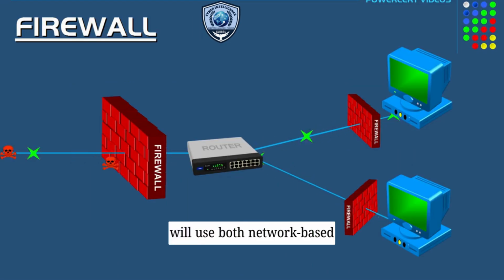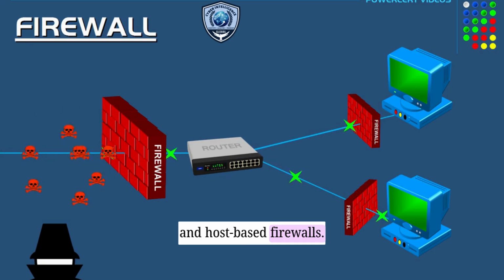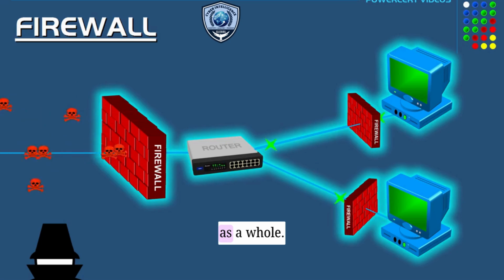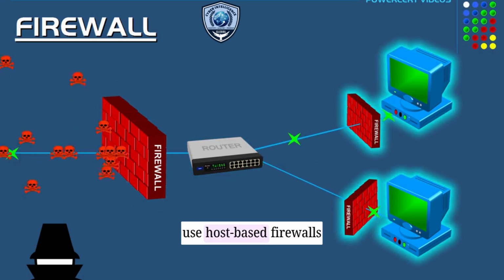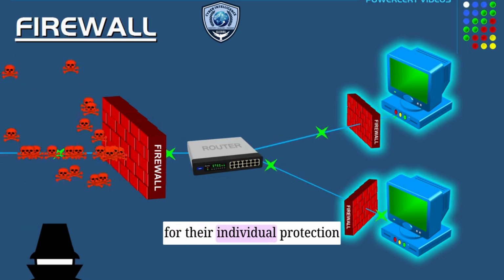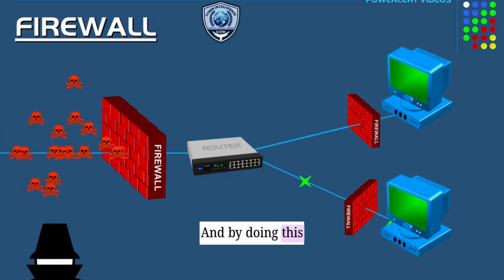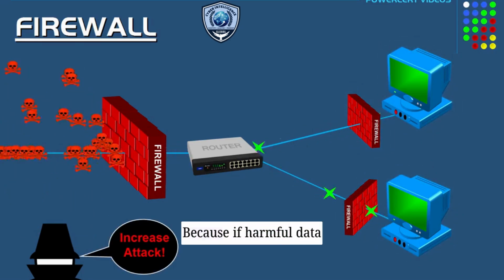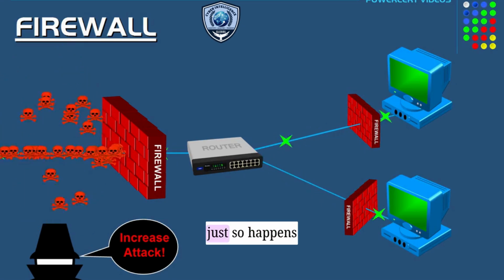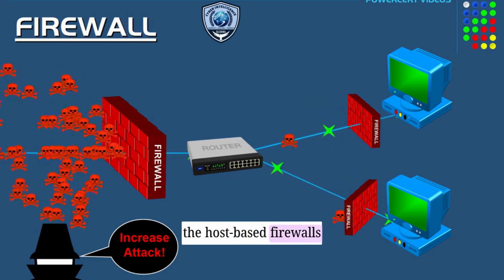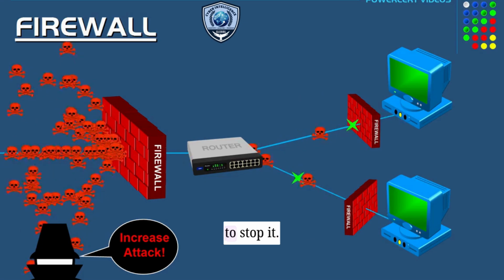Now, a lot of organizations will use both network-based and host-based firewalls. They will use a network-based firewall to protect the entire network as a whole. And they will also use host-based firewalls for individual protection of their computers and servers. And by doing this, it'll ensure maximum protection. Because if harmful data just so happens to get past the network firewall, the host-based firewalls on each computer will be there to stop it.